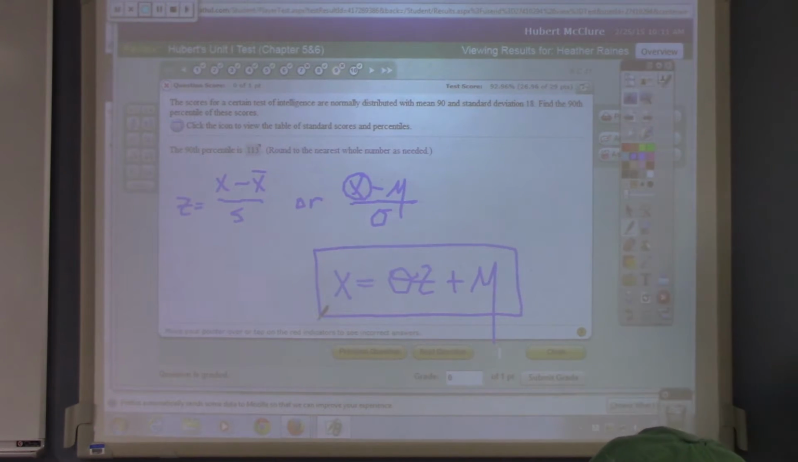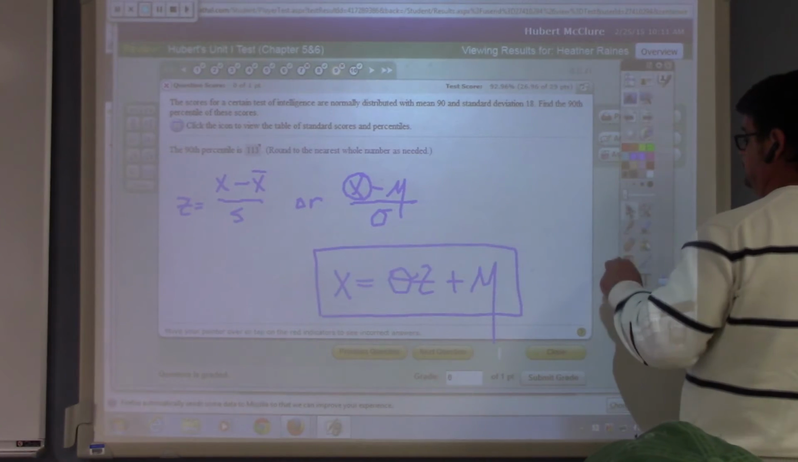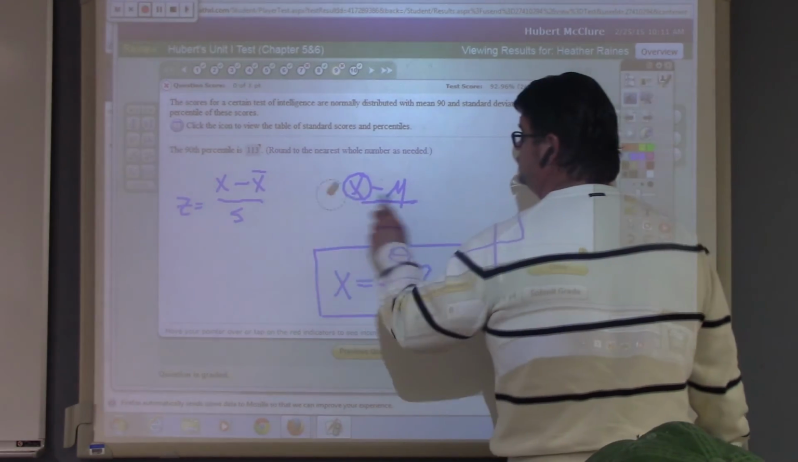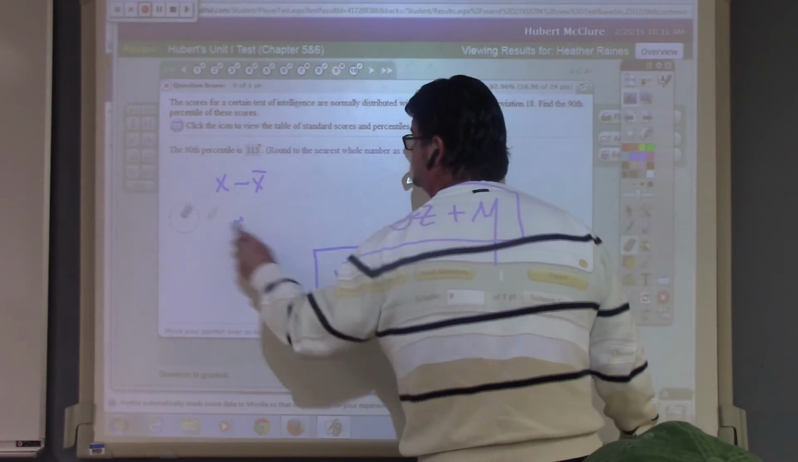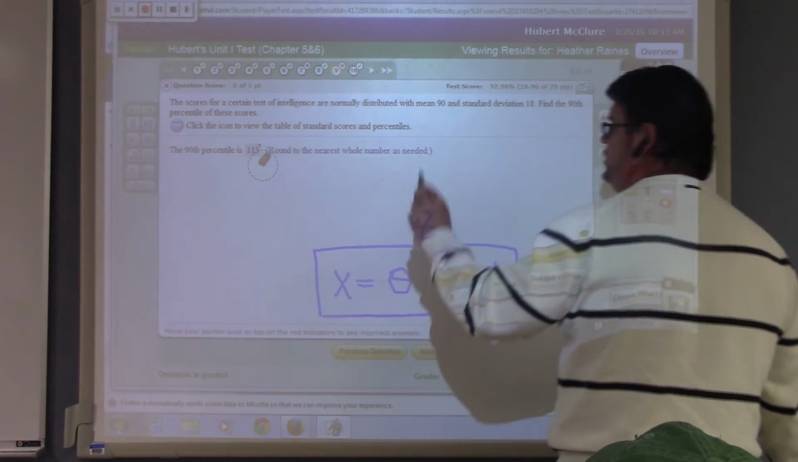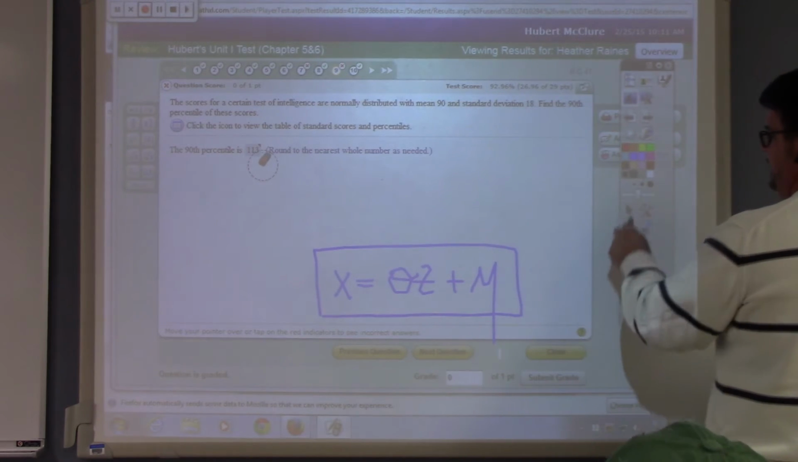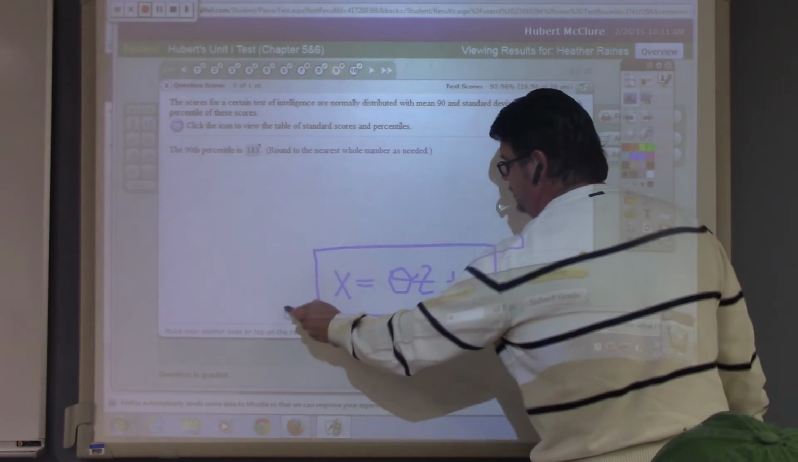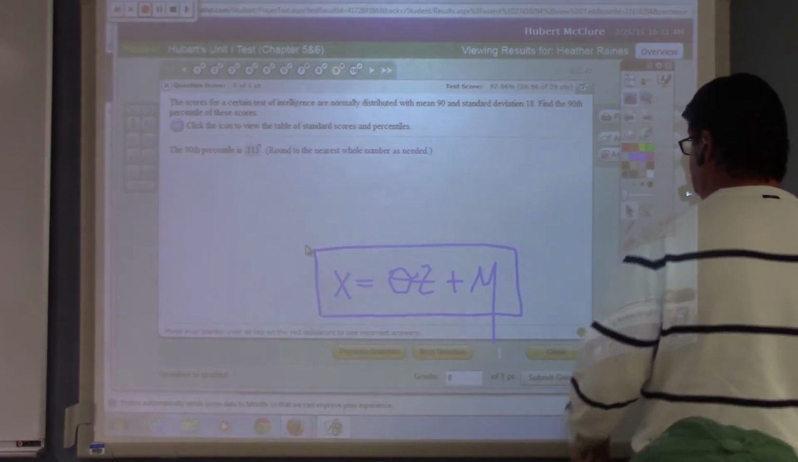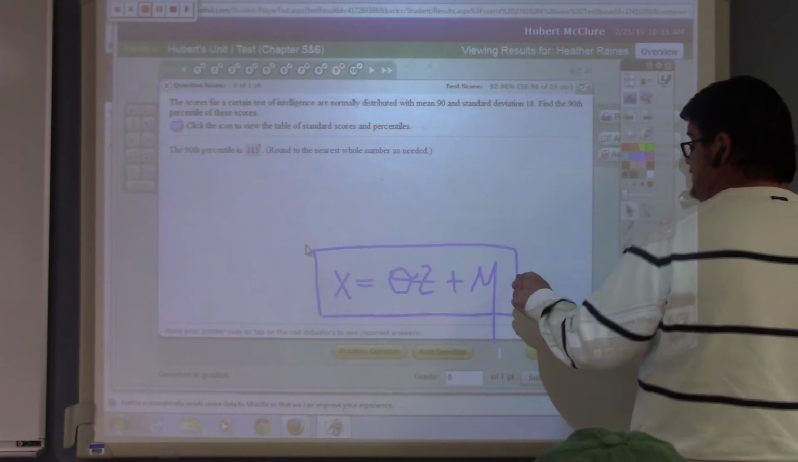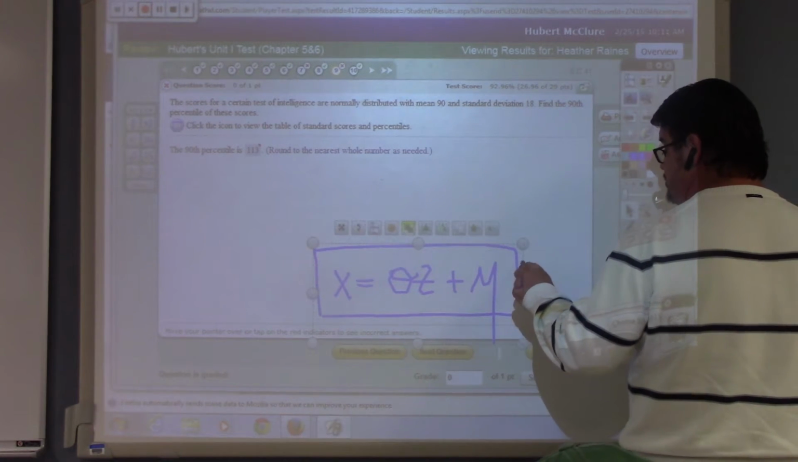So, instead of using the z-score formula, you're using the derivation of the z-score formula.